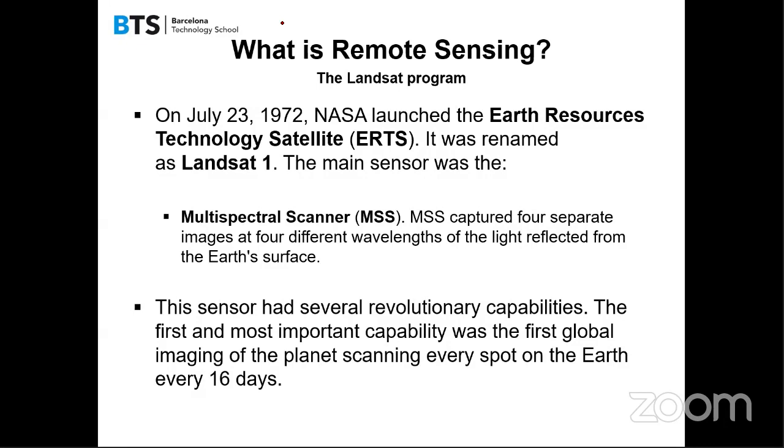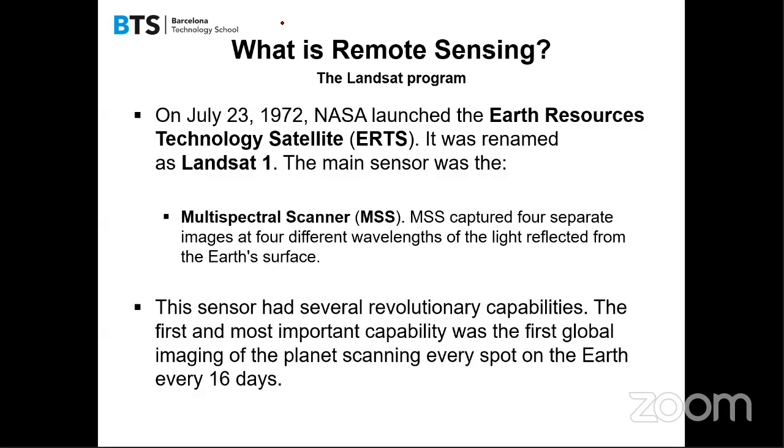And this sensor was a multispectral scanner, so it was not a film camera anymore. And that multispectral scanner consisted of 4 separate images, which scanned the Earth at 4 different wavelengths. And this is a very important concept in remote sensing, which is the concept of bands, right? So different channels that we have in order to study the Earth at different wavelengths, different parts of the electromagnetic spectrum.